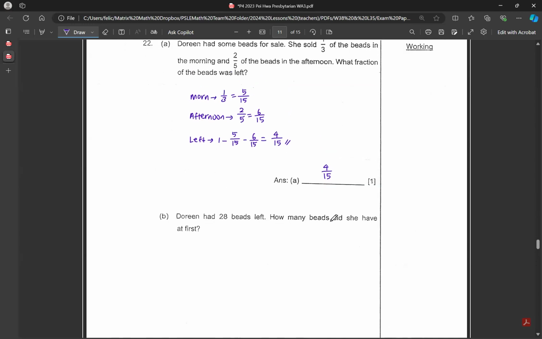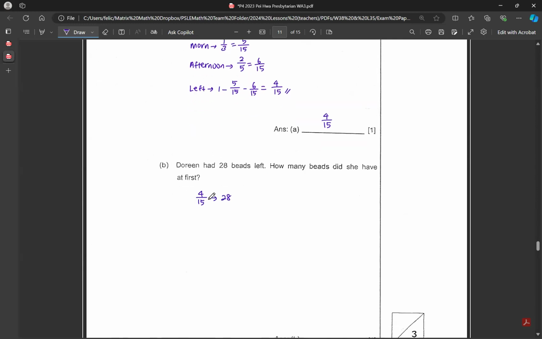Now Doreen had 28 beads left. How many beads did she have at first? Remember the left, we have found the fraction 4/15. So we can say that 4/15 of the beads represents 28 beads. Be careful, do not use an equal sign for this. Must use an arrow, because an equal sign means numerically 4 out of 15 is always equal to 28, which is not true. Now my next step is to find 1 unit. So 1 out of 15 unit means you take 28 divided by 4. It's the 4 units that represent 28, not the 15.